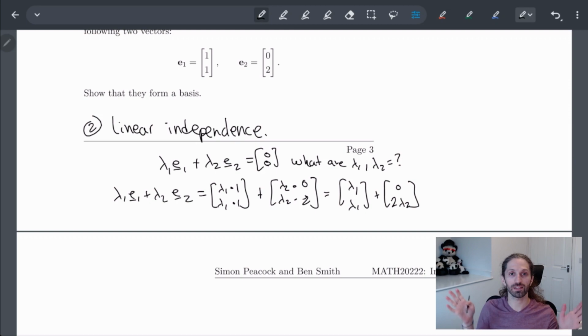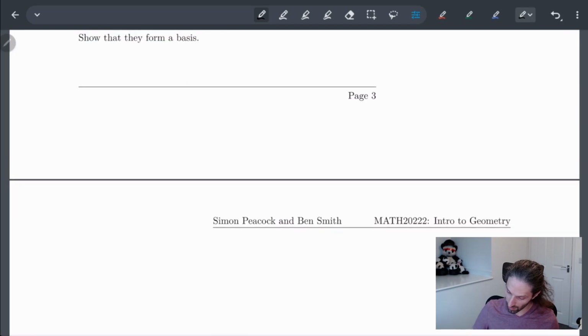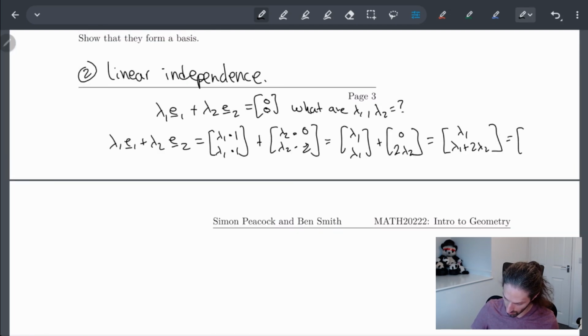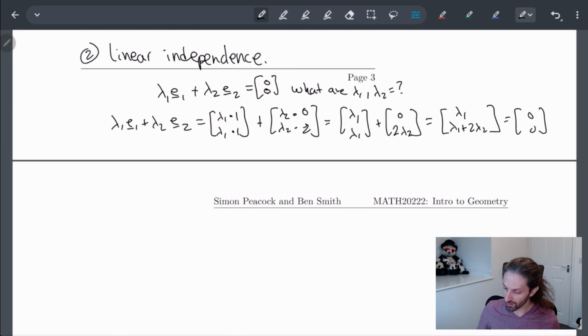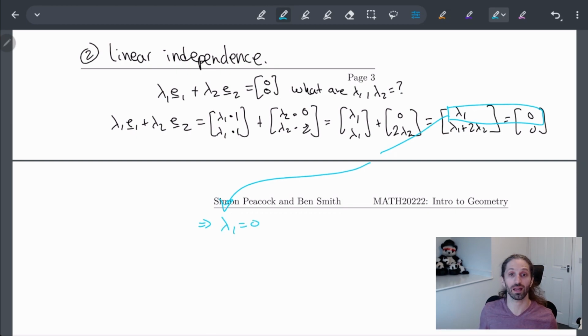Then to add these, we do a component-wise addition. So we end up with (lambda 1, lambda 1 plus 2 lambda 2). So when is this a basis? Remember we set this to (0, 0). Now this top row implies that lambda 1 is equal to 0. They have to be the same.